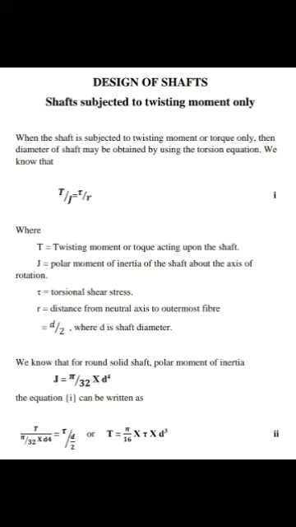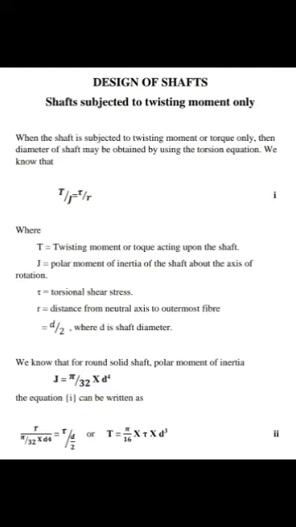As our topic today is the design of shafts, we must know that shafts may be designed on the basis of strength and on the basis of rigidity and stiffness. In designing a shaft on the basis of strength, we may consider the following cases. Number one, shaft subjected to twisting moment or torque only. Number two, shaft subjected to bending moment only. Number three, shaft subjected to combined twisting and bending moments. Number four, shaft subjected to axial loads in addition to combined torsional and bending loads. Now we shall discuss the above cases in detail.